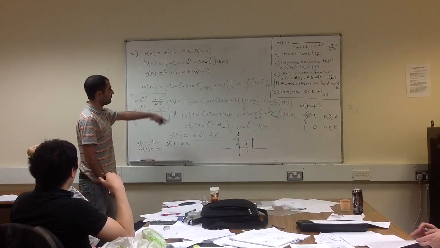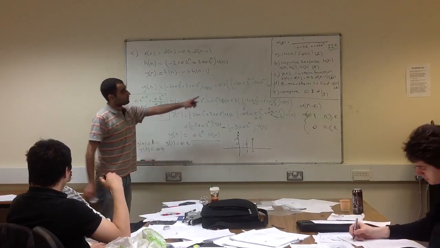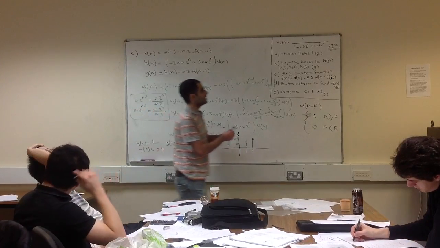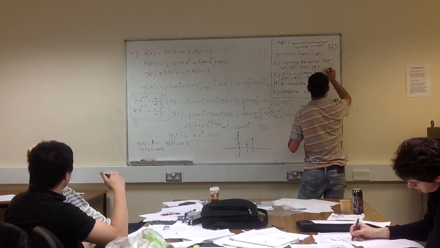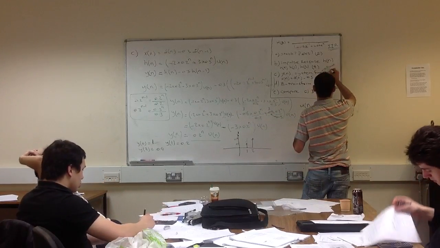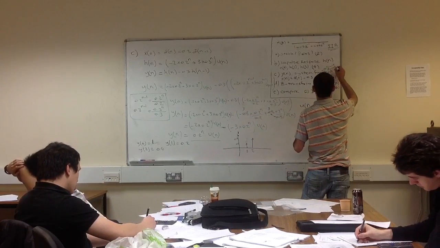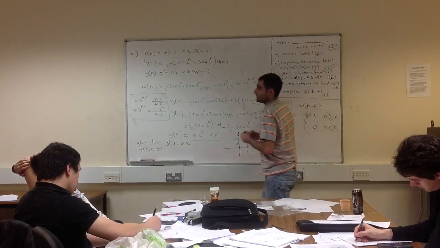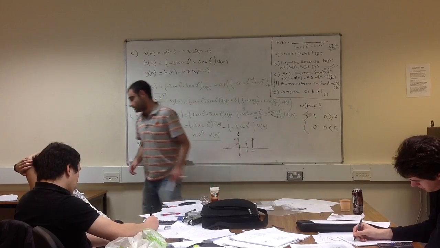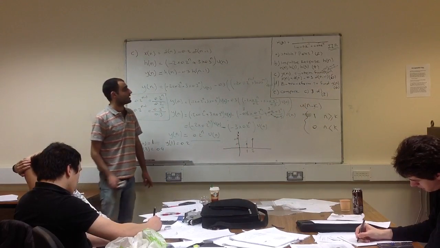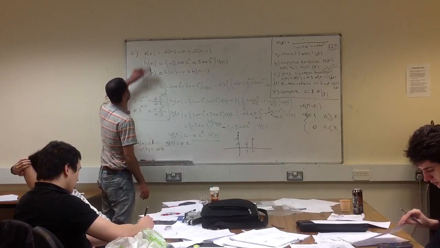We need to confirm this result. This was a time domain method, what we just did. There's a lot easier way to do it, the Z transform method that we're going to do next. That's part D.